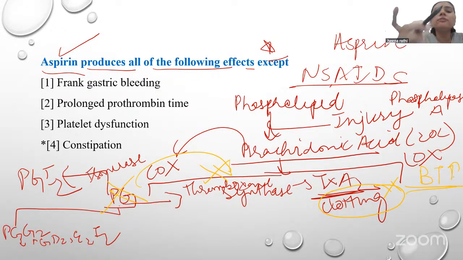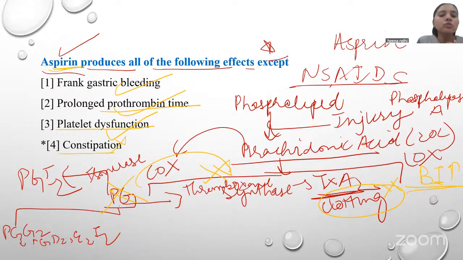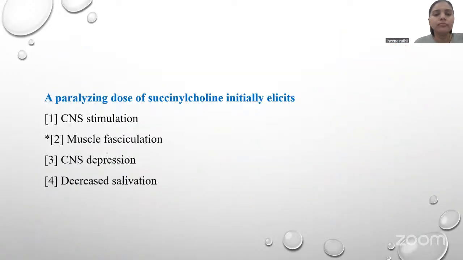So what will be the effect of aspirin? It is going to increase the bleeding time. So gastric bleeding will be increased. Prolong the prothrombin time. Prothrombin is responsible for clotting, so the prothrombin time is prolonged. Platelet dysfunction, yes, because the function of the platelets is aggregation, so it will impair their action. And last is constipation. No, constipation is not related to aspirin. So the answer is constipation.